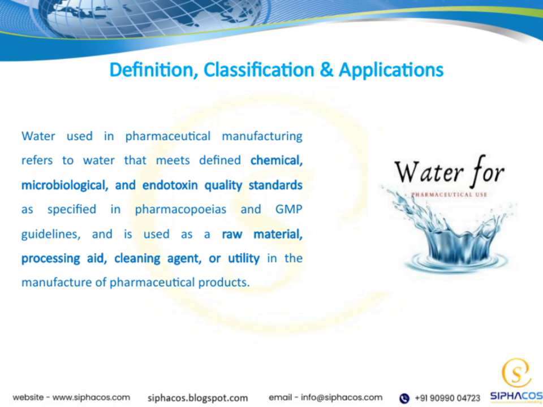It serves multiple roles in the manufacturing process. It can be a raw material itself, meaning it directly becomes part of the final product. It can also be used as a processing aid, helping with various manufacturing steps. Additionally, water is often used as a cleaning agent to ensure equipment is sterile and free of contaminants. Lastly, it functions as a utility, supporting various operational needs within the production environment.